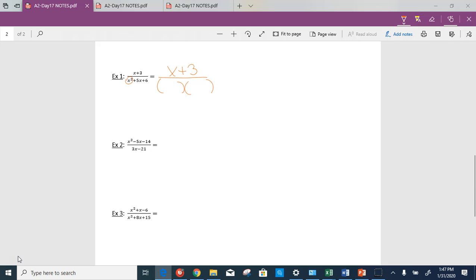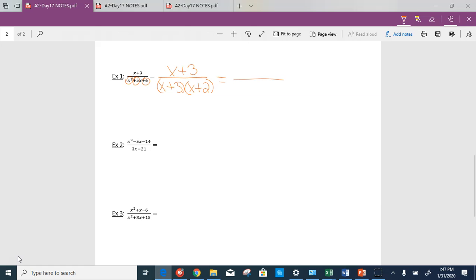So to get the x squared, I need x times x. To get the rest of my factors, I need two numbers that multiply to a positive 6 and add up to a positive 5. And those two numbers would be positive 3 and positive 2.